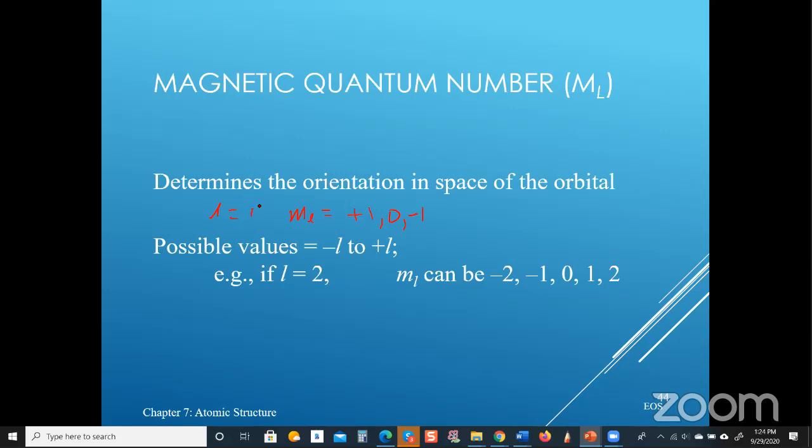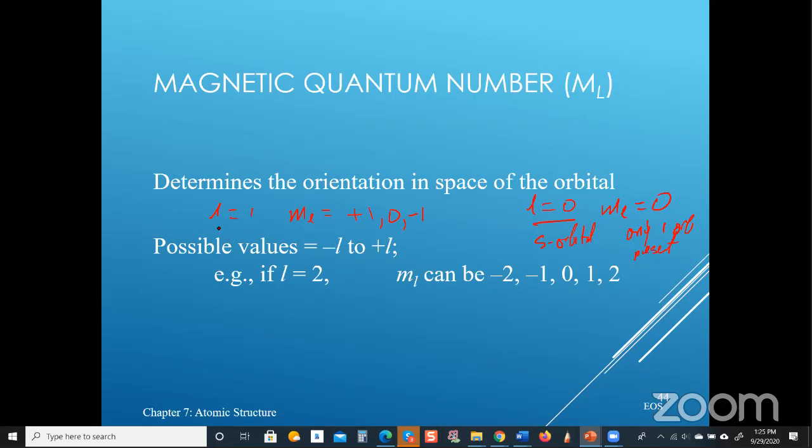So what that means is that in the L equals 1 sublevel, there'll be 3 orbitals, right? Let me do another example here. If L is equal to 0, there's only one possible value of ML, and that will be equal to 0, right? So basically what that tells us is that for the L equals 0 sublevel, in other words, the S orbitals or the S sublevel, there's only one orbital present in that sublevel.